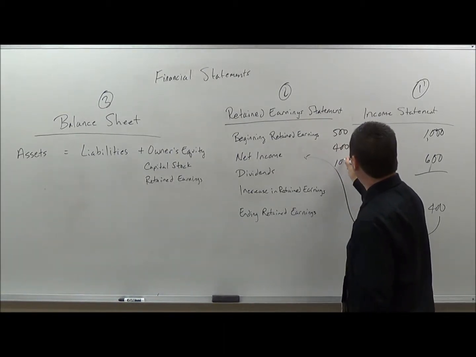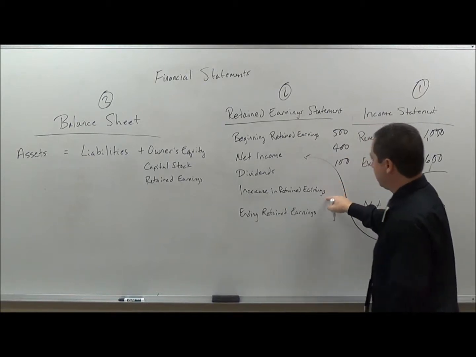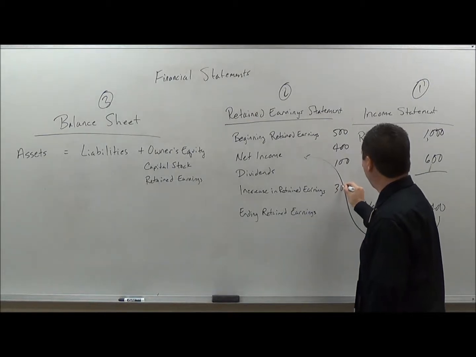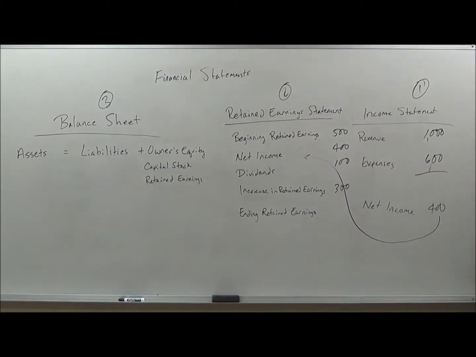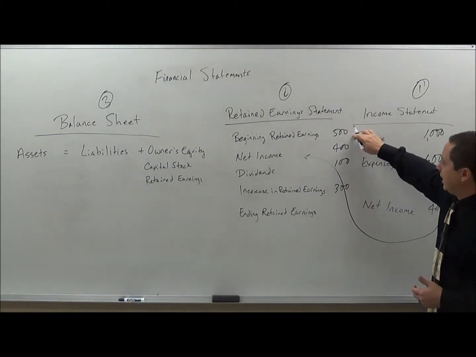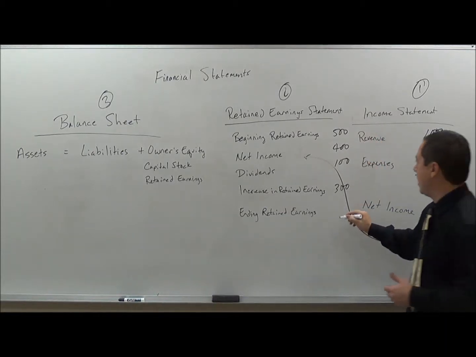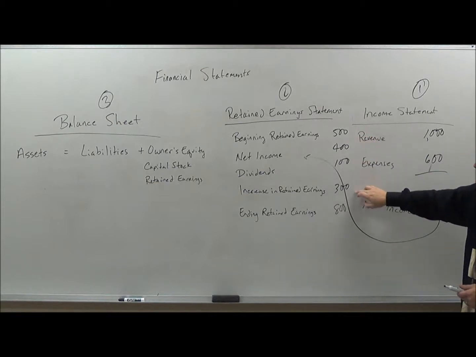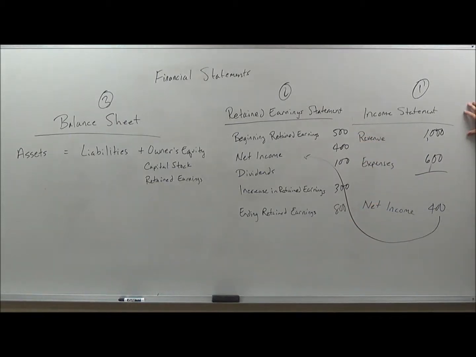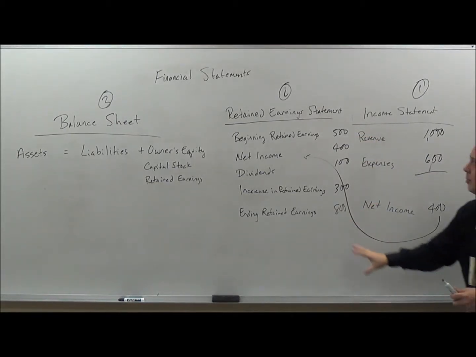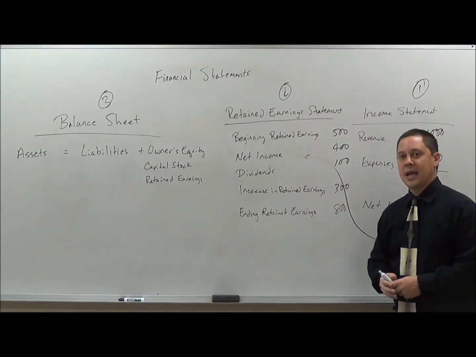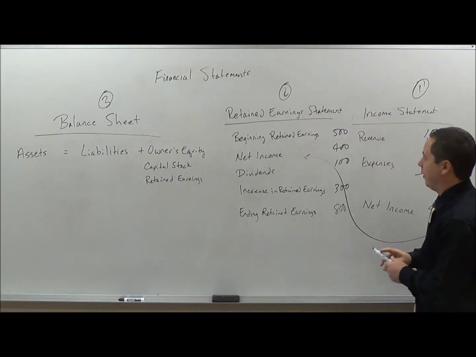We paid a dividend of $100. And so my increase in retained earnings is the $400 minus the $100 dividend, which gives me $300. And then that means my beginning plus my increase equals my ending retained earnings. So I have 500 plus 300 equals 800. So as you can see here, my income statement feeds into my retained earnings statement, which gives me a breakdown of how my retained earnings has changed over the time here in this period.